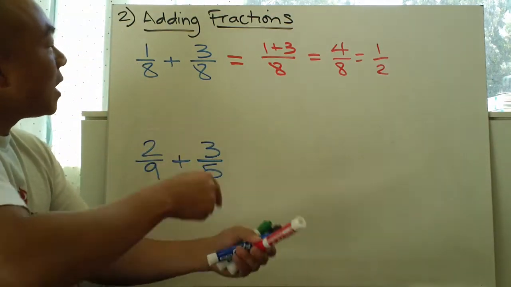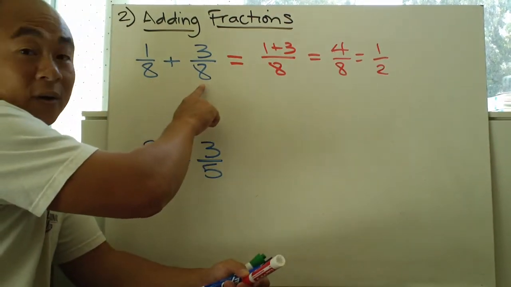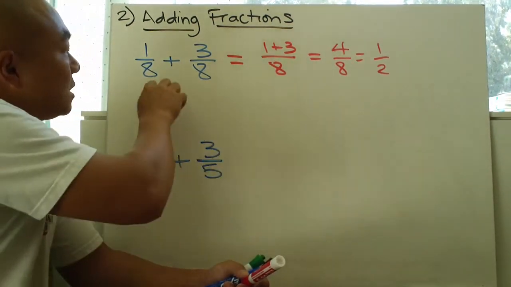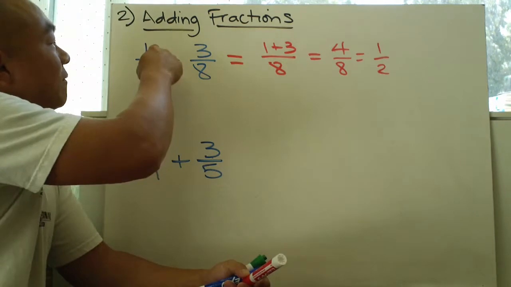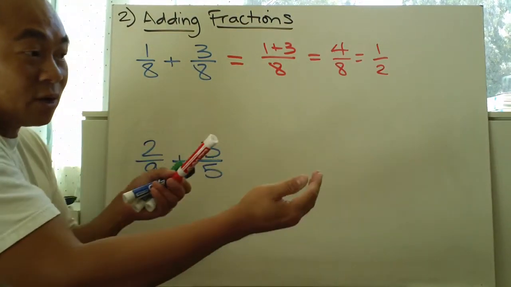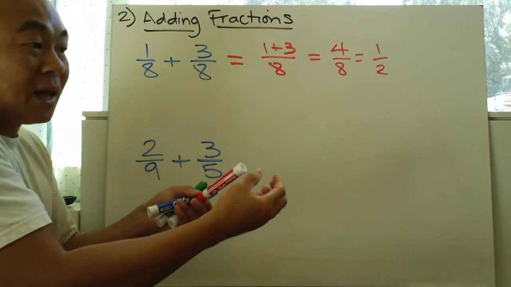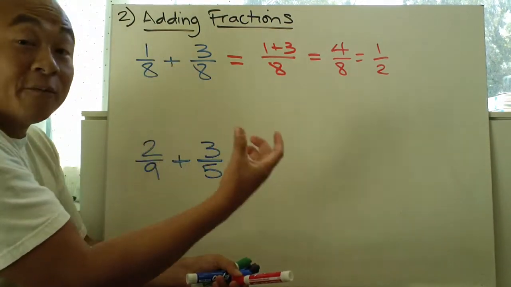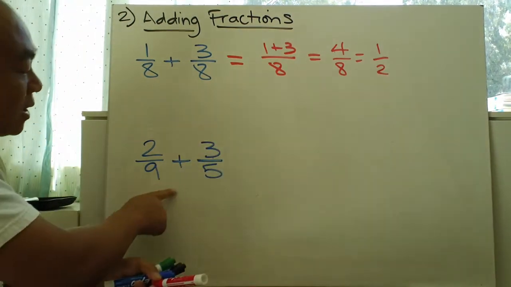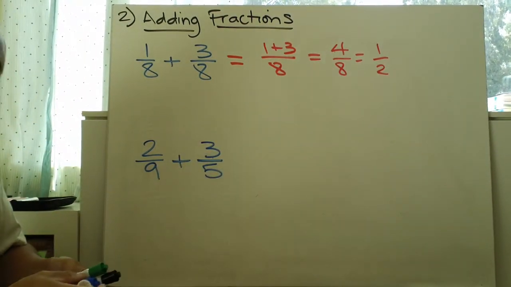Now if you're asking why I do not add the 8 and the 8 together, that's because if you have 1/8, you don't have 8 of something. You actually have one part of that 8. And here you have 3 parts of that 8. So technically, you're not adding 8 and 8 together because you only have part of that number. Okay? Alright. Now, what happens when you get to 2/9 plus 3/5?